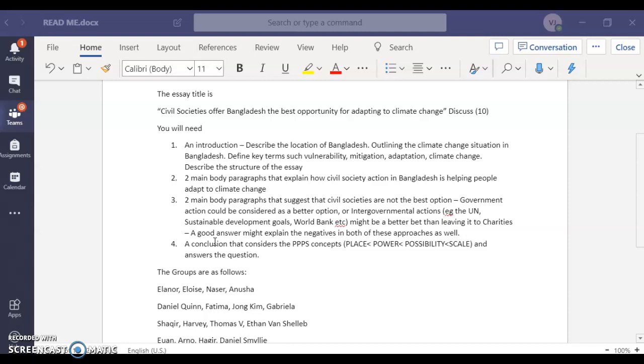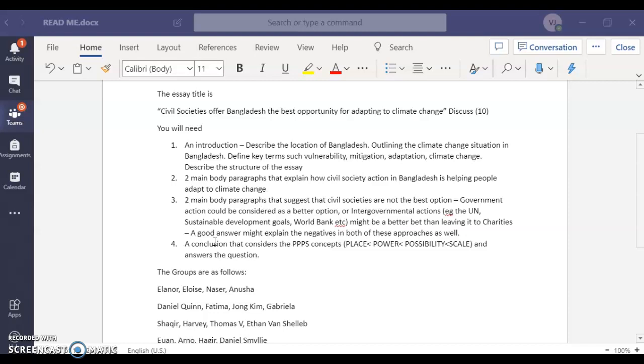Third section, you need another 2 main body paragraphs that suggest that civil societies are not the best option. Government action could be considered as a better option, or intergovernmental action. For example, the United Nations, the Sustainable Development Goals, or the World Bank could also be better options than leaving it to charities. A good answer might explain the negatives in both of these approaches as well.